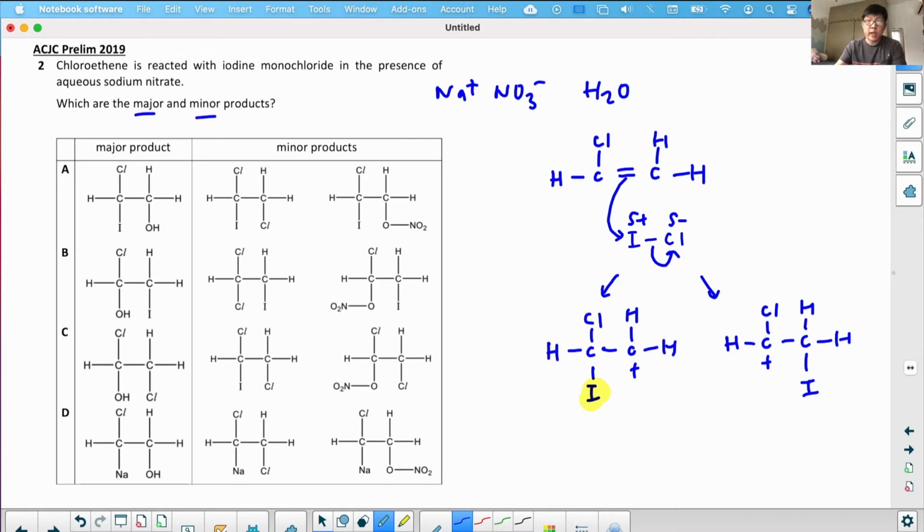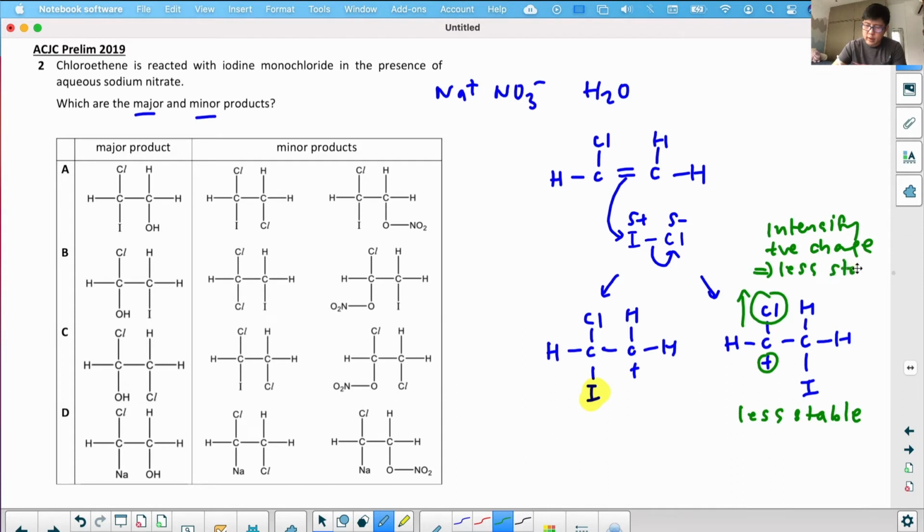Okay, so we're going to see which carbocation is more stable. In fact, this carbocation is actually less stable. Why is it less stable? Because of the Cl, which is actually electron withdrawing. Because it's electron withdrawing, it will tend to intensify the positive charge of the carbocation, and it becomes less stable. Okay, so this will not form so easily. So I'll say that this is the major intermediate. All right, so this intermediate is actually more likely to form.